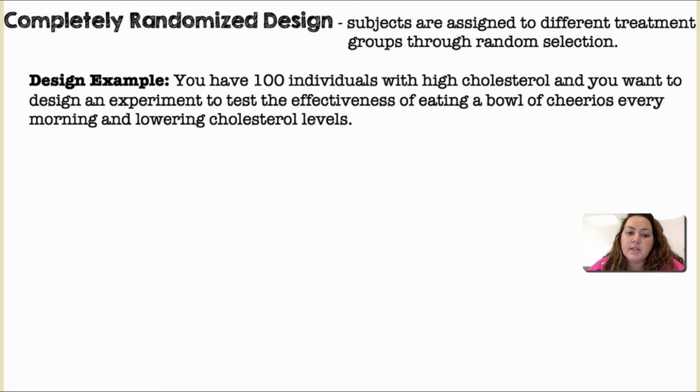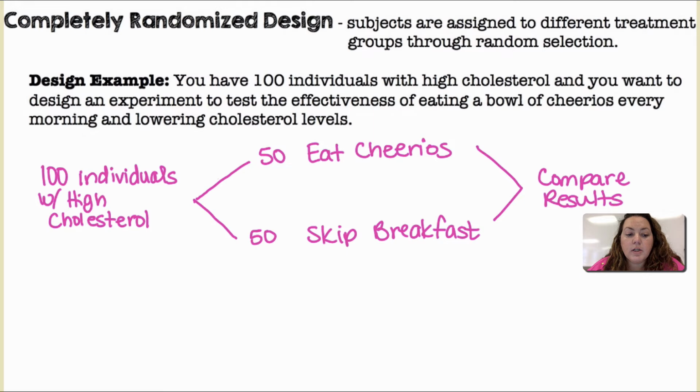All right, so we're going to do an example. You have 100 individuals with high cholesterol, and you want to design an experiment to test the effectiveness of eating a bowl of Cheerios every morning on lowering cholesterol levels. We're going to start with 100 individuals with high cholesterol, and break them up into 2 groups of 50, so that we have it as evenly separated as possible. It doesn't always have to be, but that would be ideal.